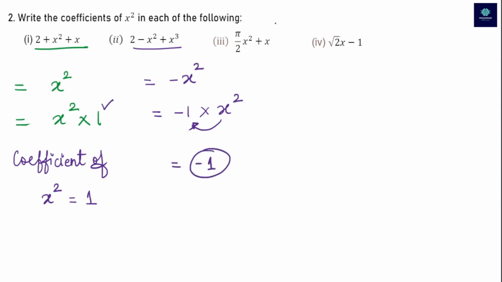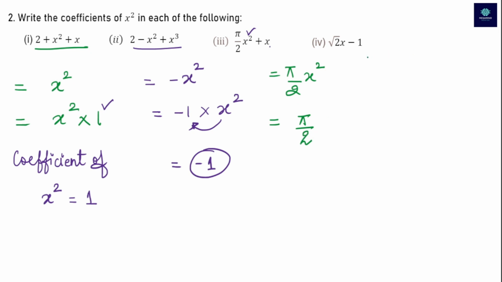Coming to the third one, you have pi upon 2 x square plus x. So I will write x square term separate, that is pi by 2 x square, and we can clearly see here that the coefficient of x square is pi by 2.